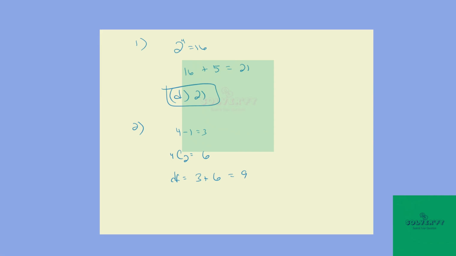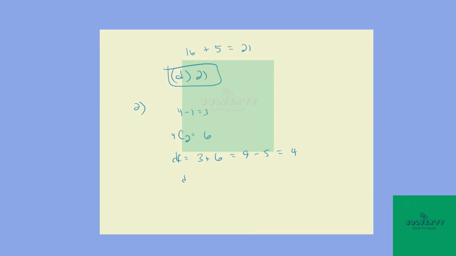However, since you have 5 center points in this design, you need to subtract their degrees of freedom as well. Each center point uses 1 degree of freedom. And so you would subtract the 5 center points, leaving you with 4 degrees of freedom available for pure error estimation, which is choice D.